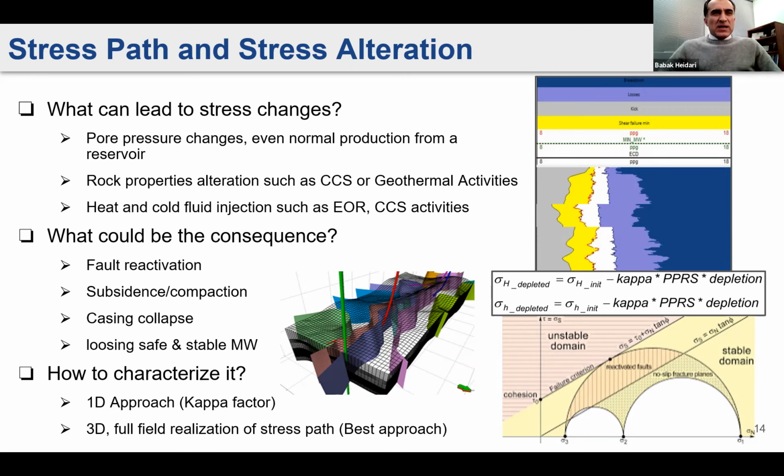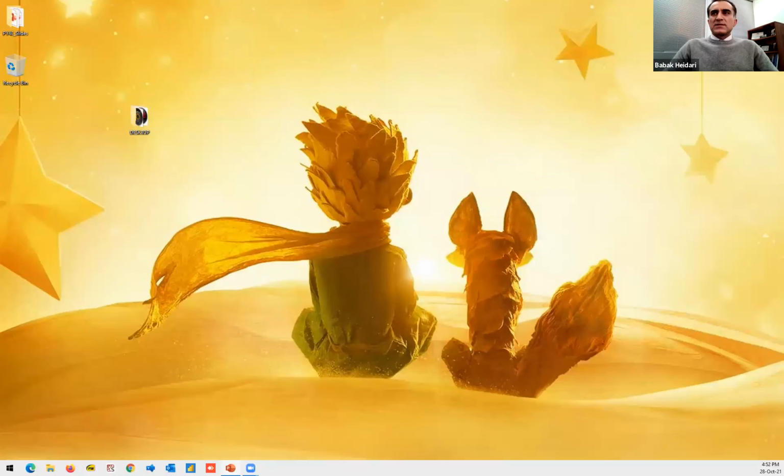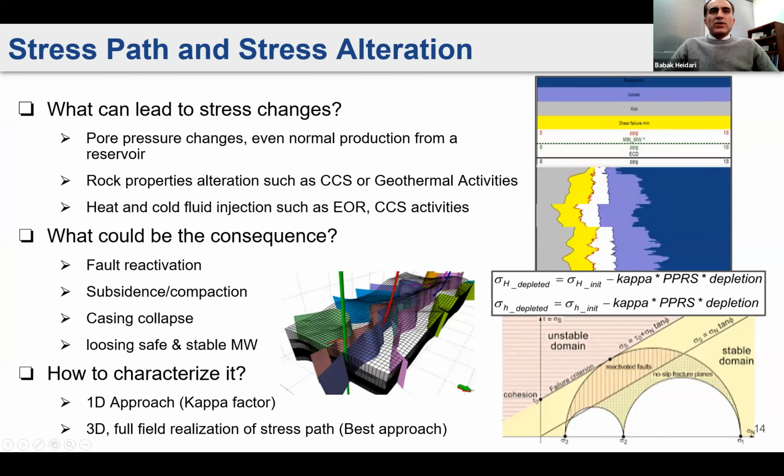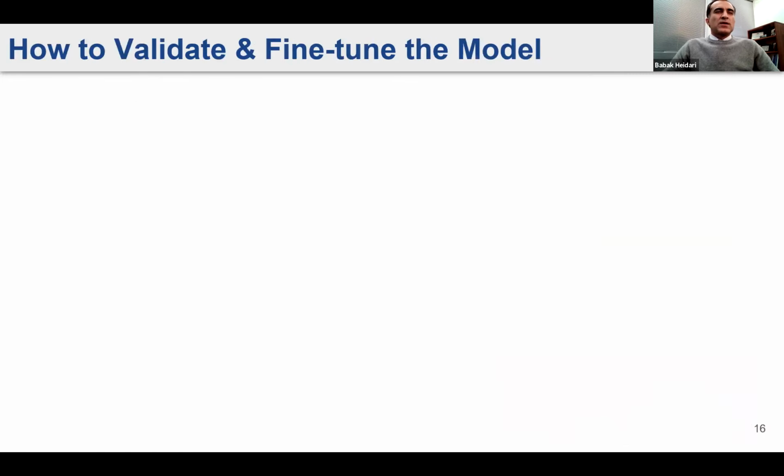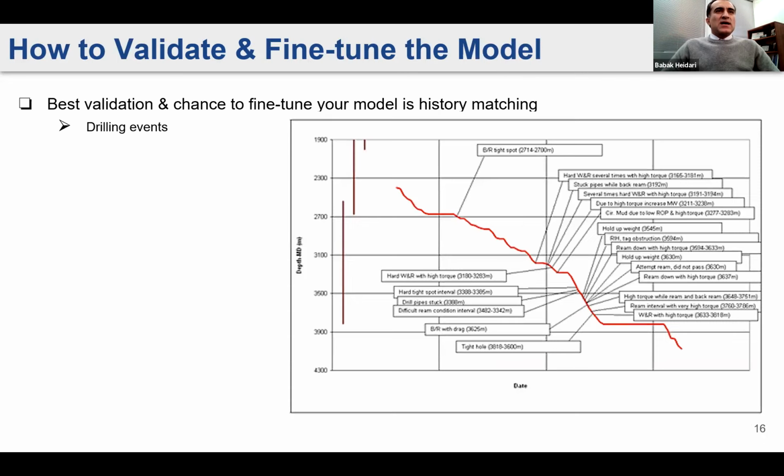My approach is, because right now we have access to a good amount of CPU power and also cloud processing, my recommendation is always to start from 1D, come up with a good understanding of your field in the 1D domain, and then move to 3D. And this is my last slide. Basically, what I'm trying to say is that your model needs to be validated, and the best validation is checking against what was the experience.